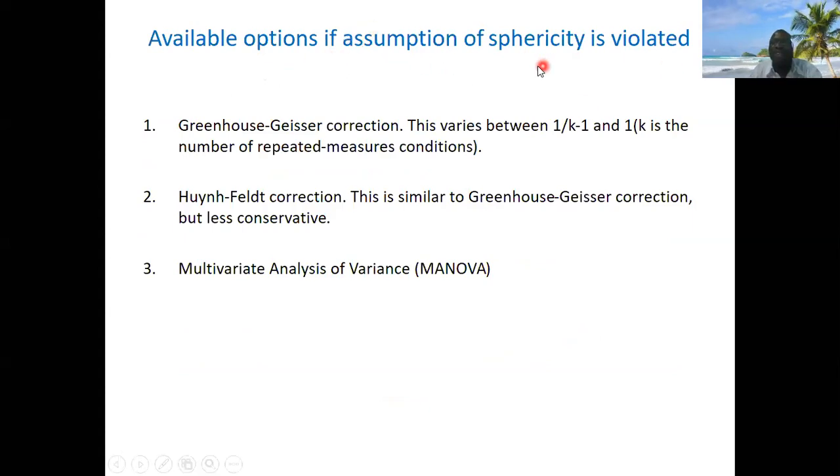Now, this one is just for your own cause: the available options if the assumption of sphericity is violated. It's just like if something is not normally distributed, you cannot use a parametric test. It's the same thing here, though sphericity is in addition to the parametric requirements. Because the test you are doing is ANOVA, which is parametric, for you to do this repeated measures ANOVA, apart from meeting the requirements for using a parametric test, the requirement for sphericity must be met.